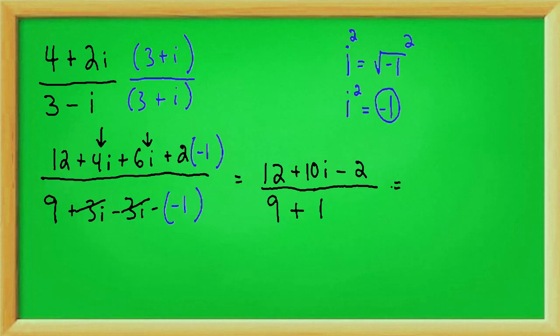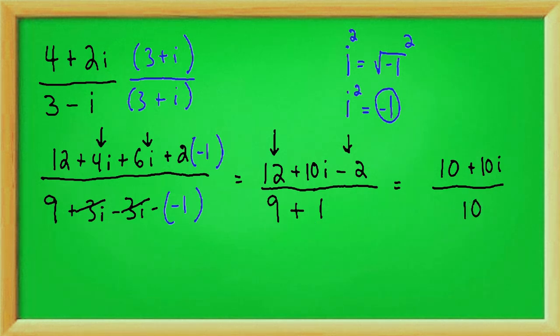In the numerator, we still have two like terms. We have a 12 and a negative 2. 12 minus 2 is equal to 10. And we still have our positive 10i term. And in the denominator, we have 9 plus 1, which is also equal to 10.